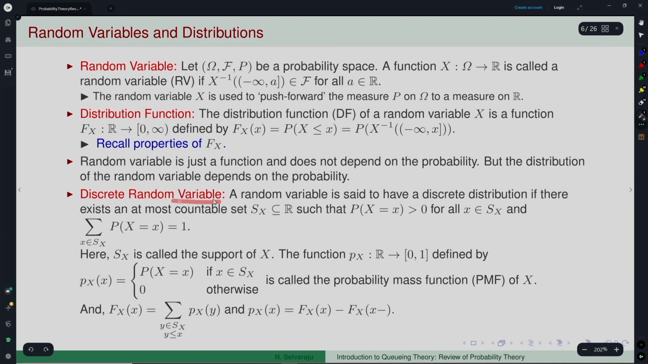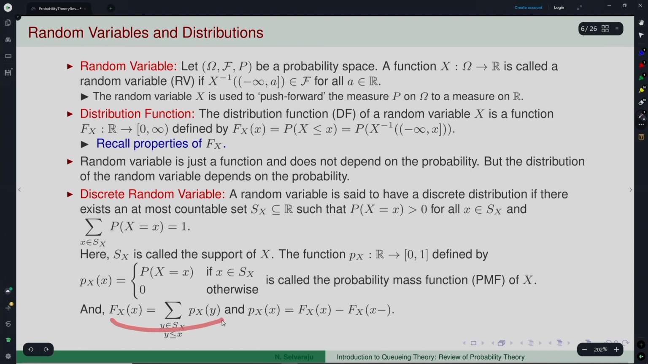What do we mean by a discrete random variable? A random variable is said to have a discrete distribution if there exists an at most countable set Sx, which we call the support of the random variable x, such that there is a mass at each of these points and the total mass is equal to 1. Such a function Px is what is called the probability mass function, as you know.